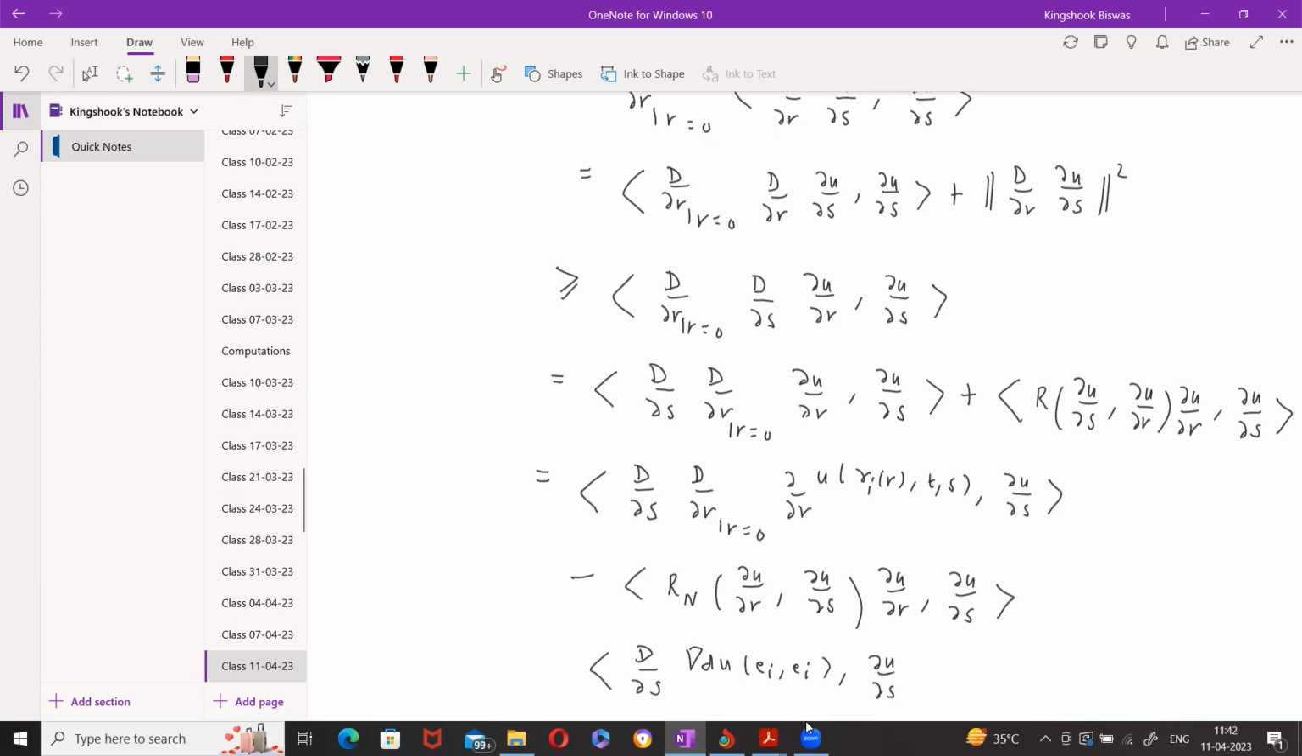And the second term, this is a curvature term now, right? It's a sectional curvature times the norm squared of a wedge product of del u del r, del u del s. Because the sectional curvature is non-positive, this term is non-positive. So I have a minus sign here. Therefore, this will be greater than or equal to this term here, right?